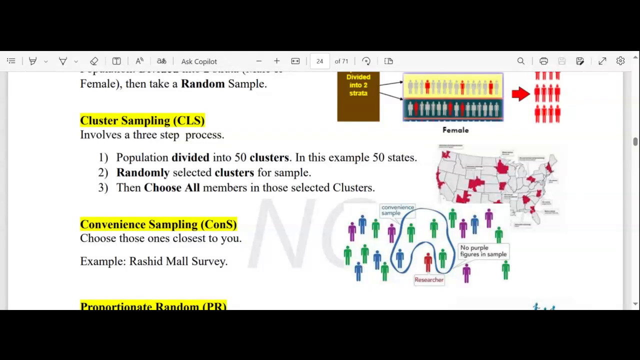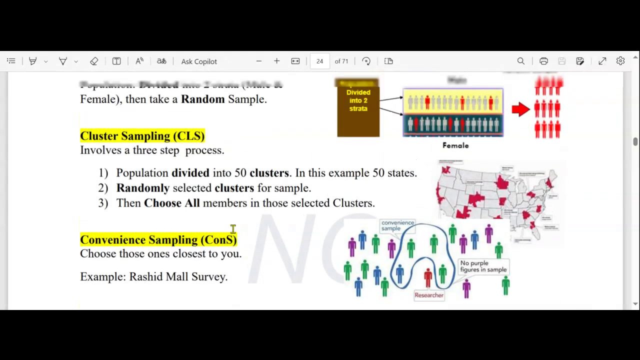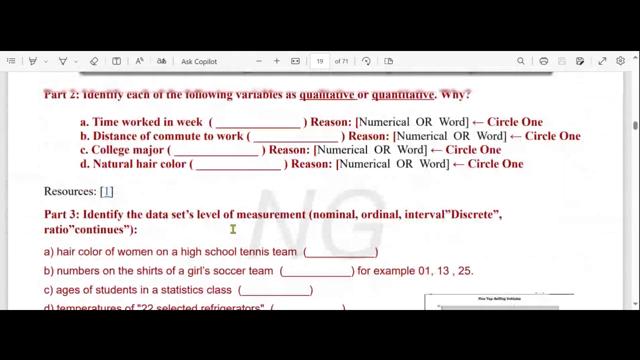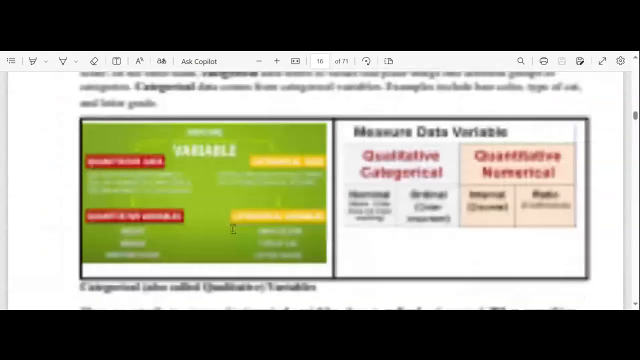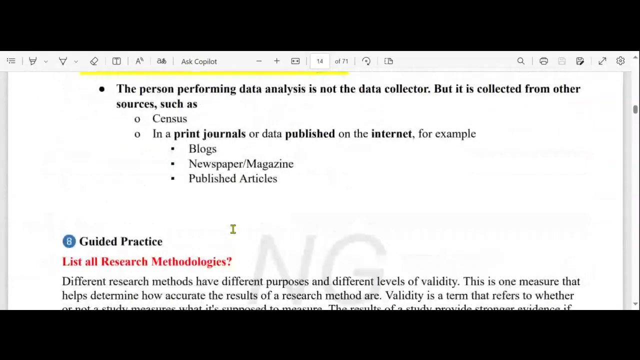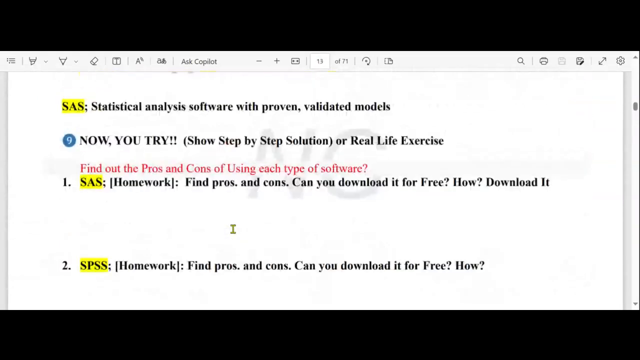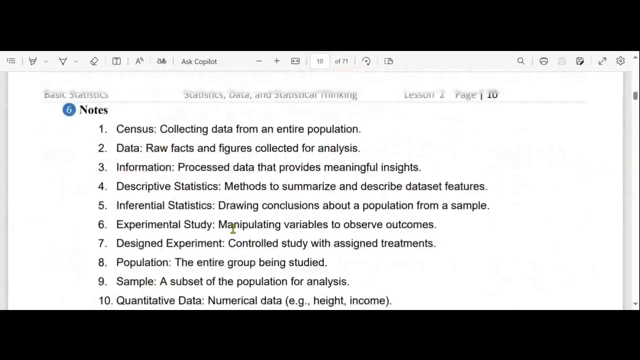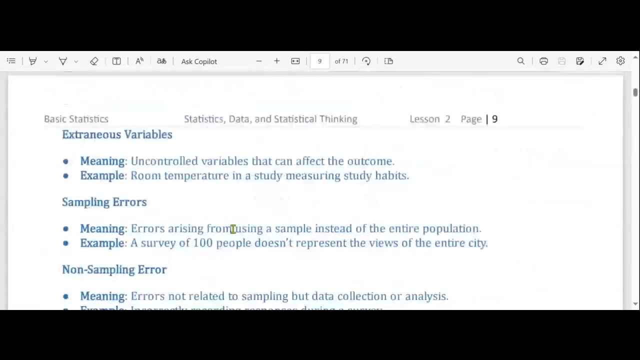Now I'm going to move to another. Of course, there are other sampling techniques. You can go through this by yourself. Let me go back to the summary from the beginning of the lesson, and I will go for sampling and non-sampling error.